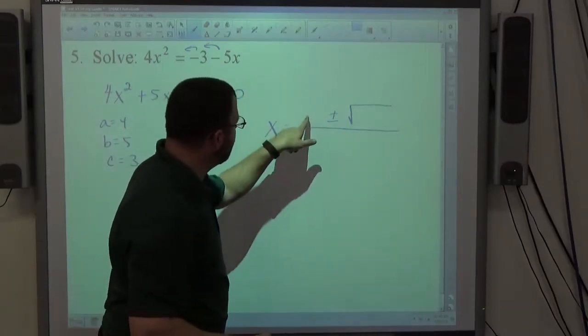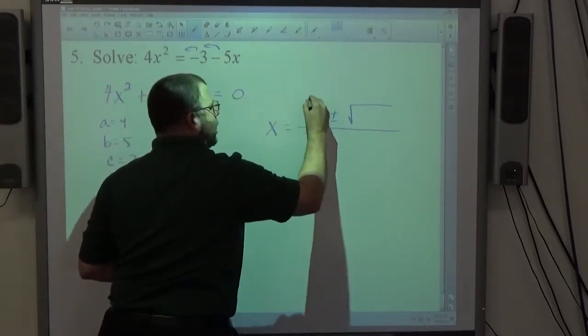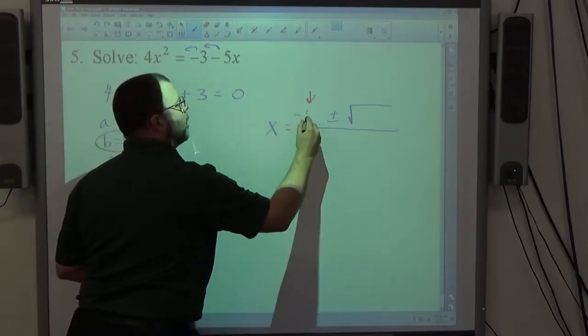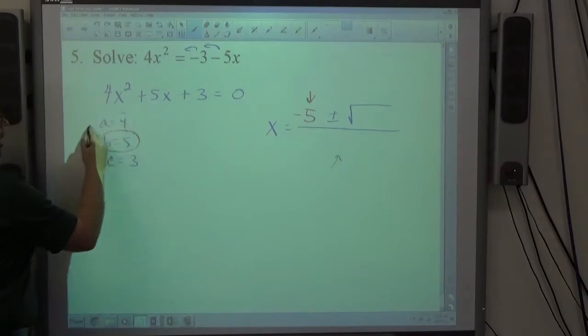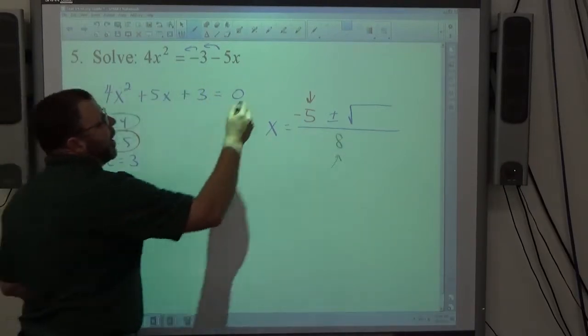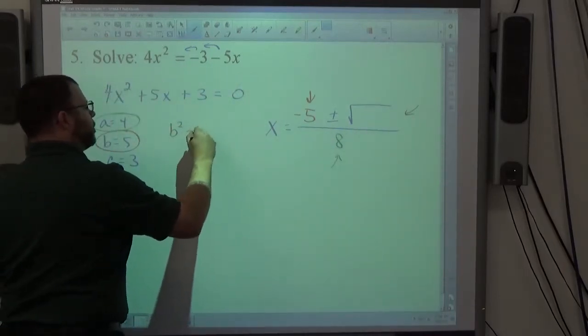And I just have to evaluate this thing, and this thing. What goes right here is negative b. So b is 5, so negative 5 goes there. What goes right there is 2 times a. A is equal to positive 4, so 2 times a is equal to positive 8. And what goes inside here is b squared minus 4ac.